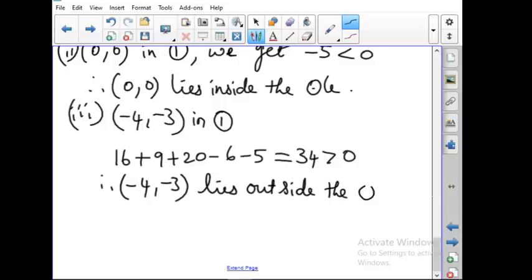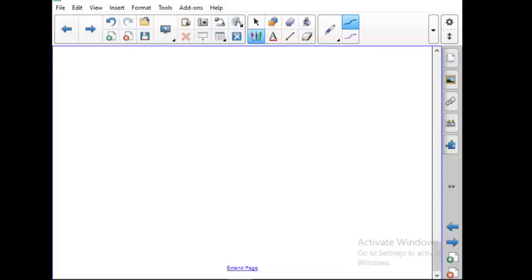Okay. So we have to substitute the given point in the equation of the circle to check whether it is lying outside, inside or on the circle. If it is equal to 0, it will be on the circle. Now we are getting only outside and inside. Okay. Now let us go to the next problem, number 11, to find the center and radius of the circle for the given equation.